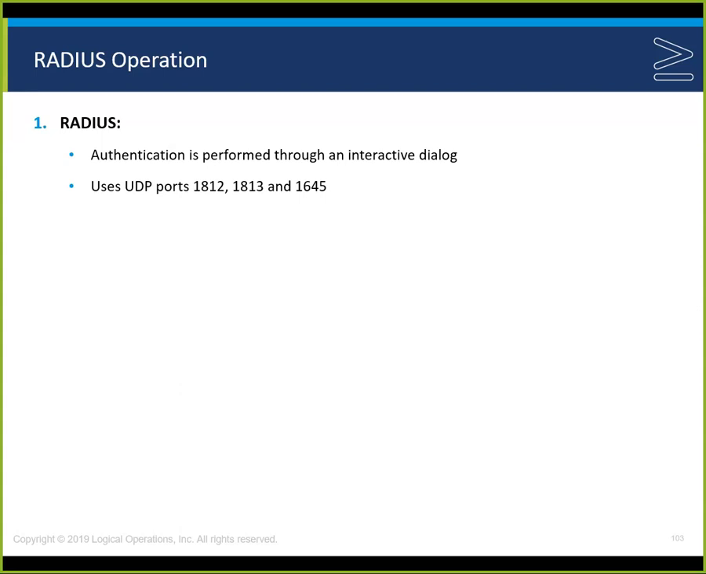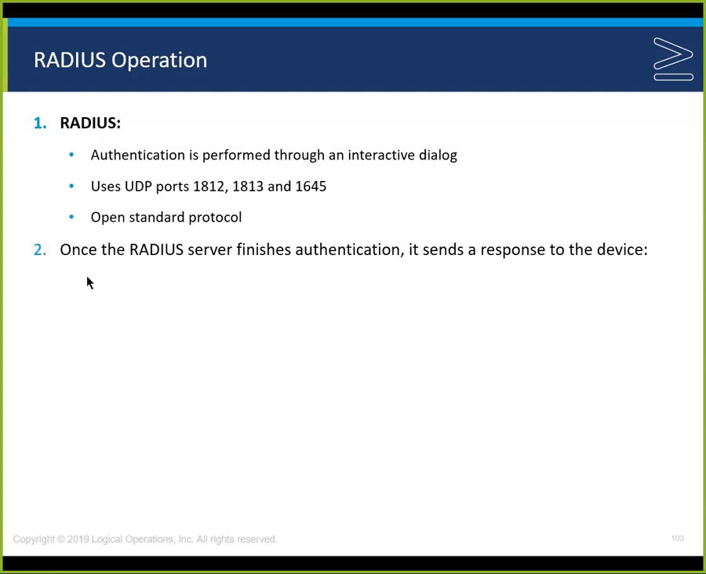It uses UDP ports 1812, 1813, 1645, and they forgot 1646. Packet Tracer uses the old ports, 1645 and 1646. The ports that most of them are going to use now are 1812 and 1813. 1812 is for authentication and 1813 is for accounting. It's an open standard protocol.